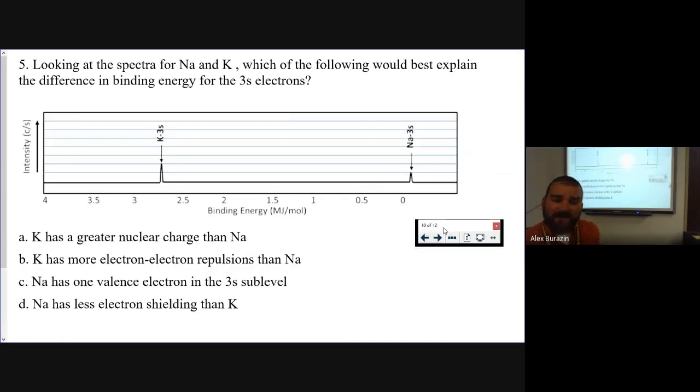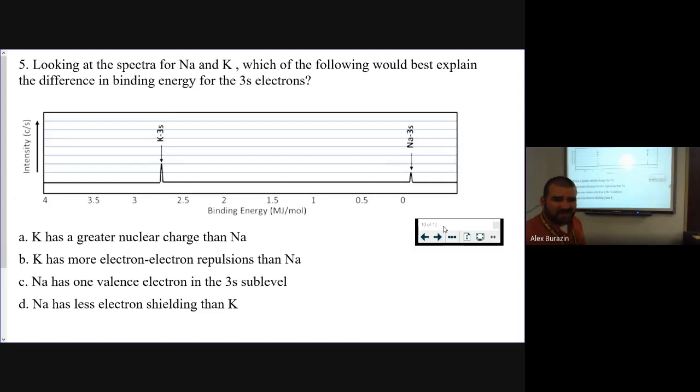Okay. All right. Number 5. This one I think is much more manageable. So let's look at this one. We have a spectra for sodium and potassium on the exact same graph. So we have two peaks of different elements on the same graph. Which of the following would best explain the difference in binding energy for the 3s electrons? And again, binding energy is just describing how tightly or how strongly the electrons are attracted to the nucleus, okay? So why is the 3s peak of potassium way left and requires more energy to get rid of them compared to the sodium peak of 3s, which is way to the right, okay?